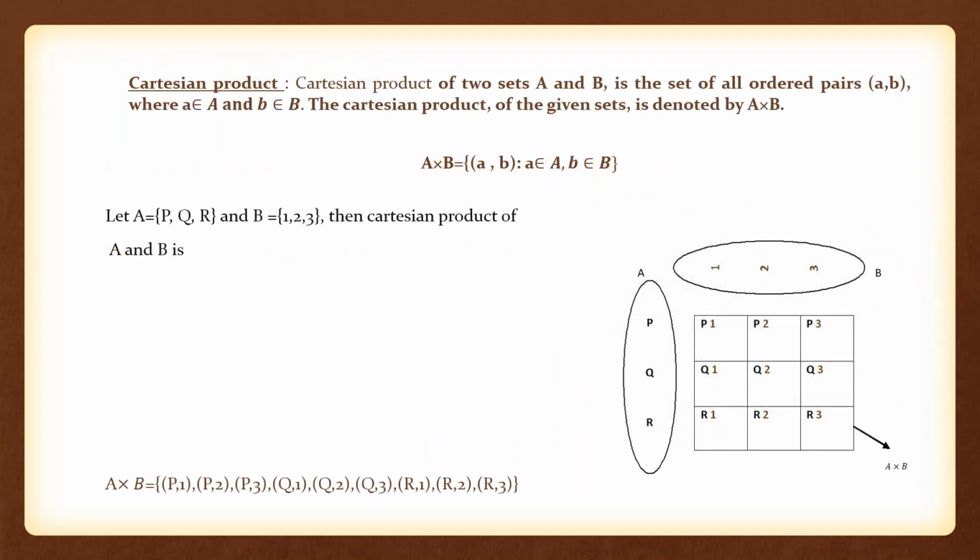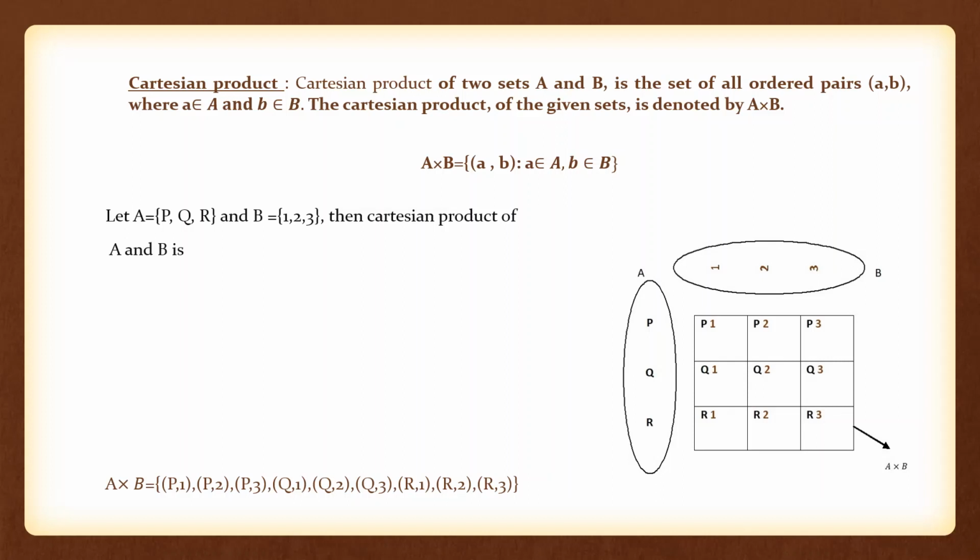Next point is Cartesian product. The Cartesian product of two sets A and B is the set of all the ordered pairs (a, b), where a belongs to set A and b belongs to set B. What does it mean? It means the set of all ordered pairs possible for two sets. The Cartesian product of the given sets is denoted by A cross B. This is a very important thing. A cross B is the way we denote the Cartesian product.